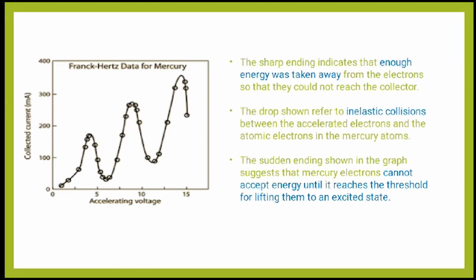This is the Franck-Hertz data for mercury. From this graph, we can see that the sharp drop indicates that enough energy was taken away from the electrons so that they could not reach the collector. The drop shown refers to the inelastic collision between the accelerated electron and the atomic electron in the mercury atom. We can also see that the sudden drop shown in the graph suggests that the mercury electron cannot accept energy until it reaches the threshold for lifting it to an excited state.